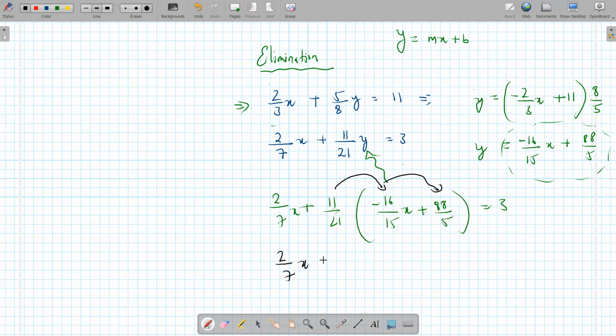So 2/7x stays there. We're going to open this bracket. 11 times negative 16 is negative 176. 21 times 15 is 315x.